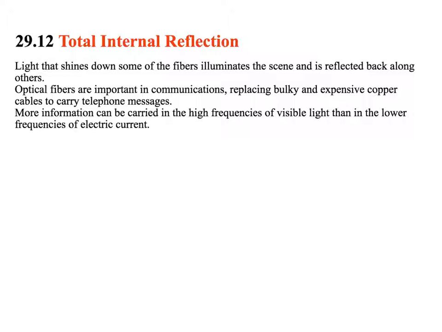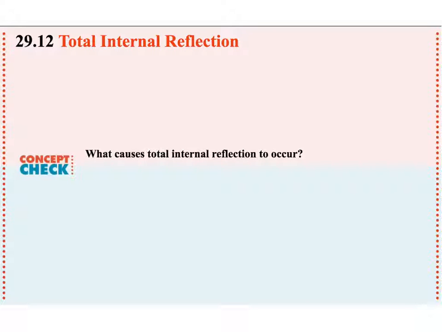Optic fibers are important in communications, replacing bulky, expensive copper cables to carry telephone messages. More information can be carried in the high frequencies of visible light than in the lower frequencies of electric current. What causes total internal reflection? That's the end of part 2.